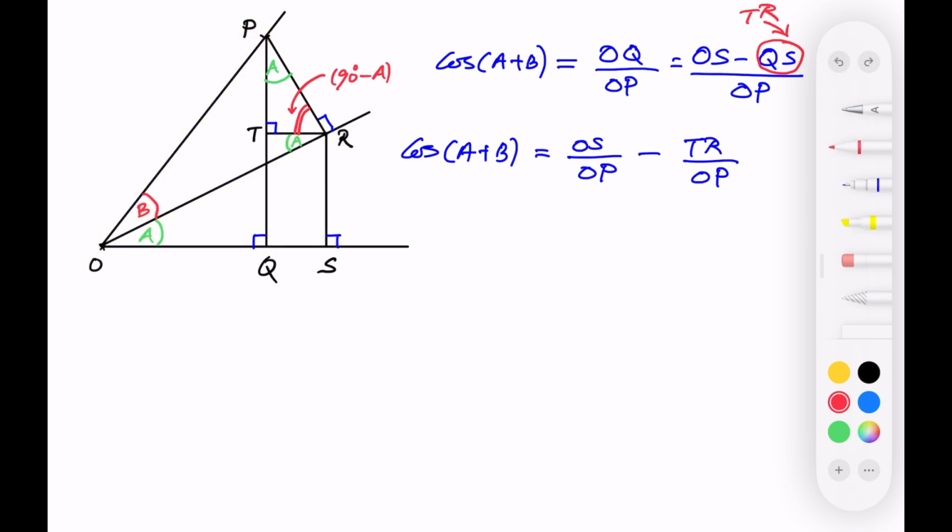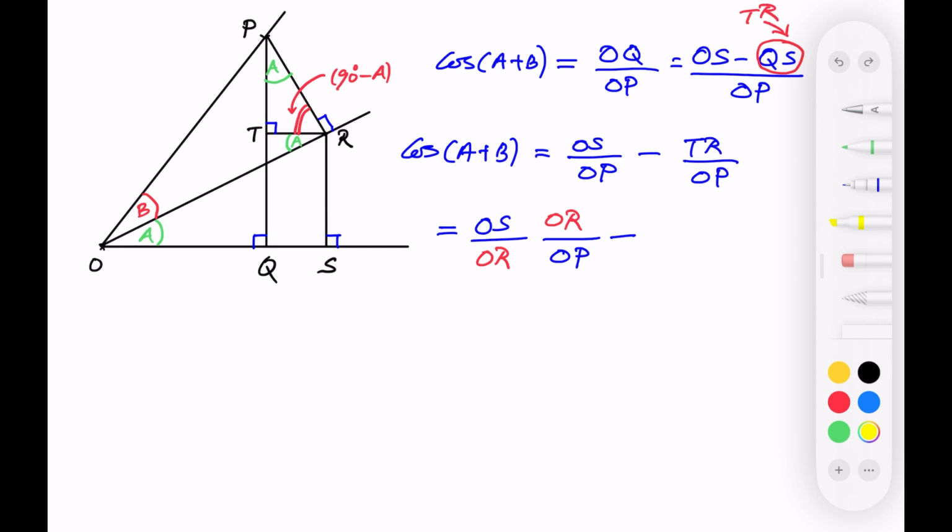So when I put OR in the middle, cosine A plus B, the first term right here had OS over OP. That OS is on the numerator and OP is on the denominator. And I'm going to put OR in the middle. So the OR term, I will write one of those OR terms in the bottom, the other OR term on the numerator. You can see if I divide out those two OR terms, what I still have is OS over OP. After that, I have this negative symbol, and then I have TR over OP.